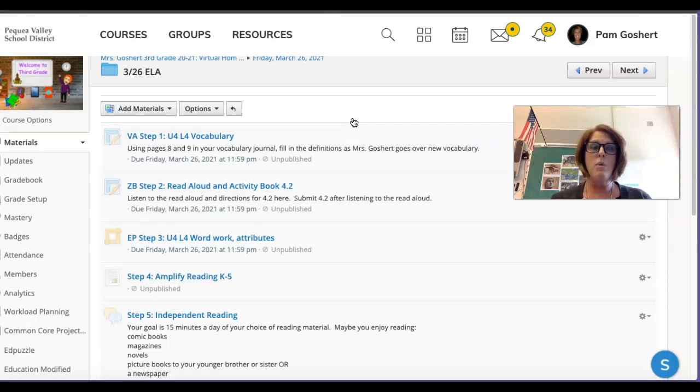And then you have word work. Our word is attributes. It's an Ed Puzzle, so you're going to listen to a short little video and answer some questions. And then, of course, Amplify reading and independent reading.